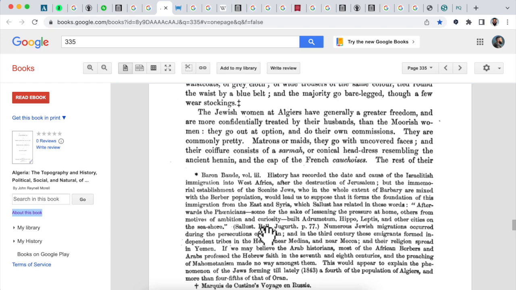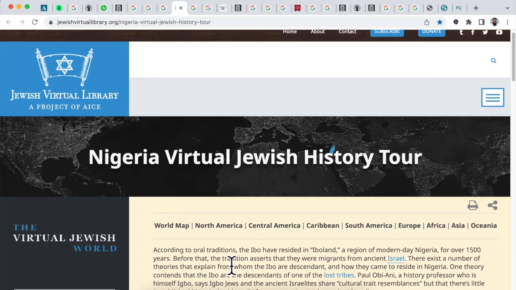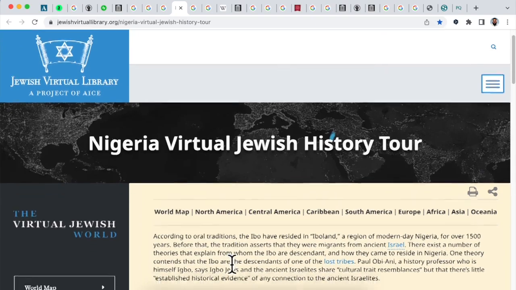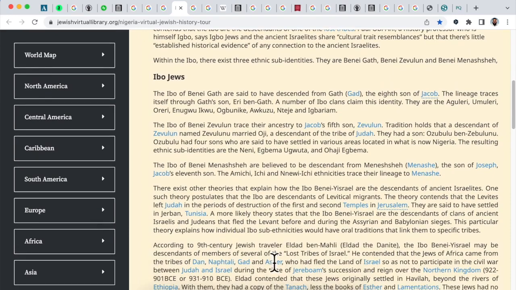All right, so this is a scholar from the mid 19th century writing that history has recorded the date and cause of the Israelitish immigration into West Africa after the destruction of Jerusalem. And next, we're going to take a quick look at the Jewish Virtual Library website, since what we read in another book might come as a shock or surprise to certain people. And they're like, oh, no, I don't believe it. They couldn't have migrated to West Africa. Let's check and see what the Jewish Virtual Library website says.